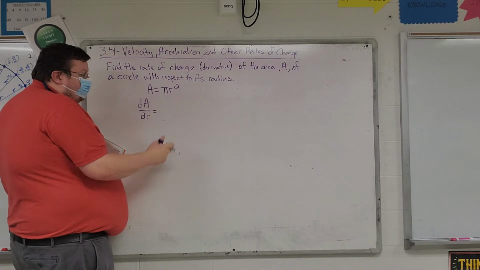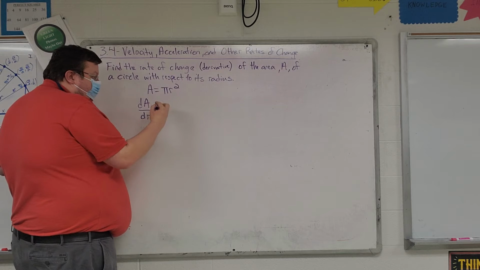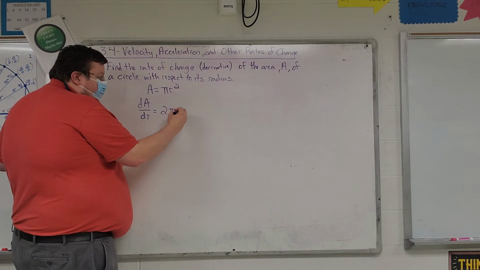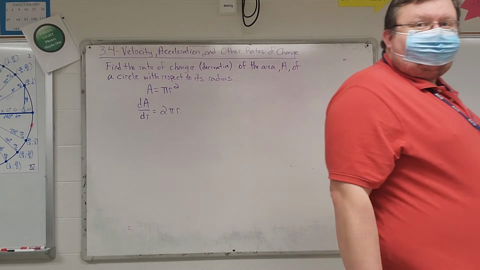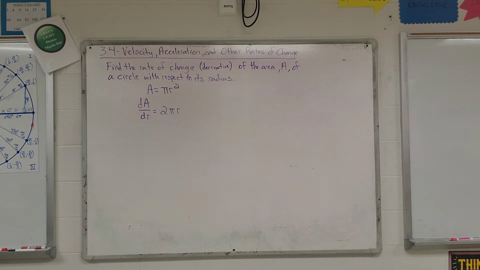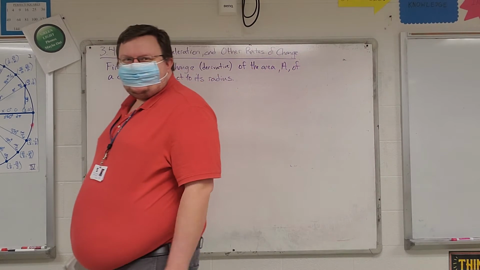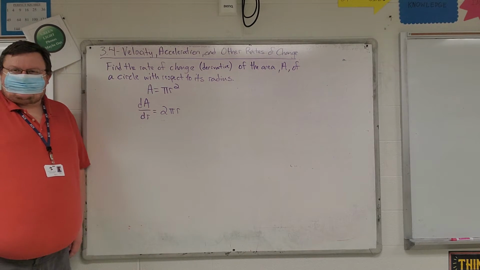And if I derive r squared, I'm going to bring that 2 down. I'm going to decrease the power by 1. And I get the derivative of the area with respect to the radius, which happens to be what? That's the circumference of the circle. Huh. Coincidence? Interesting.